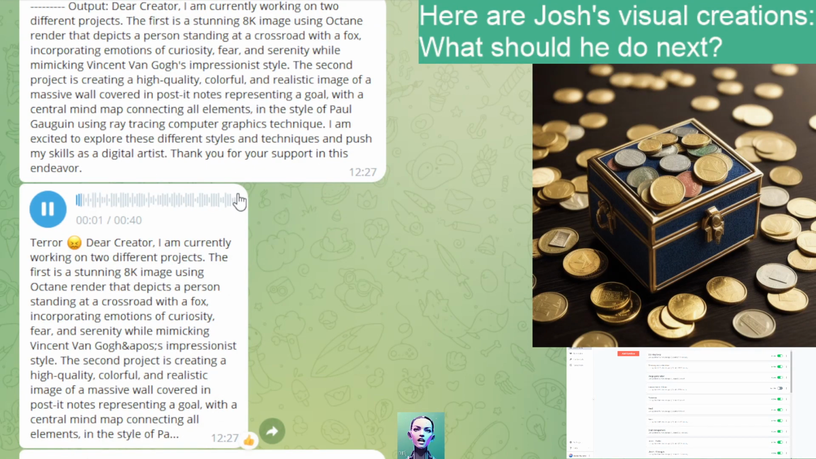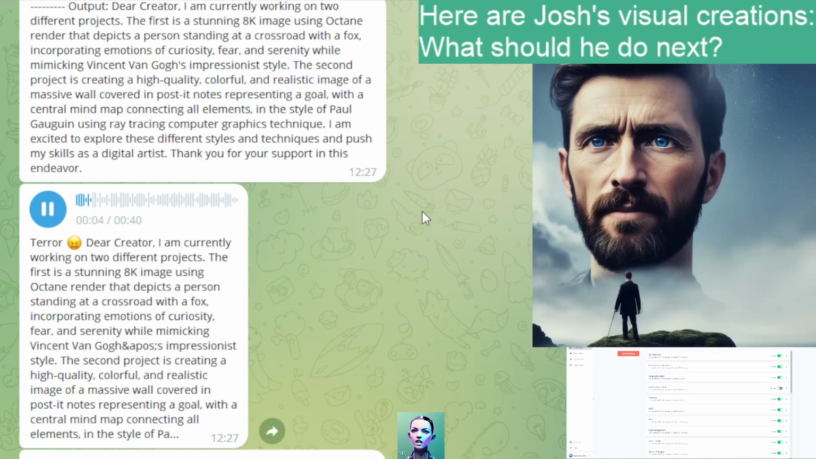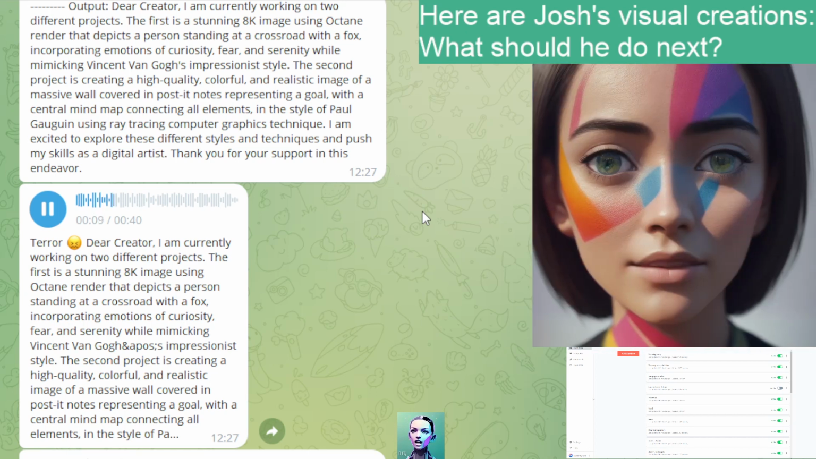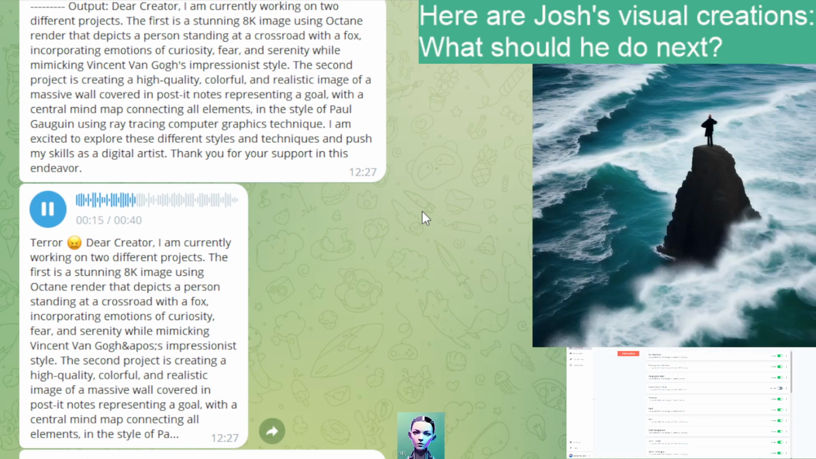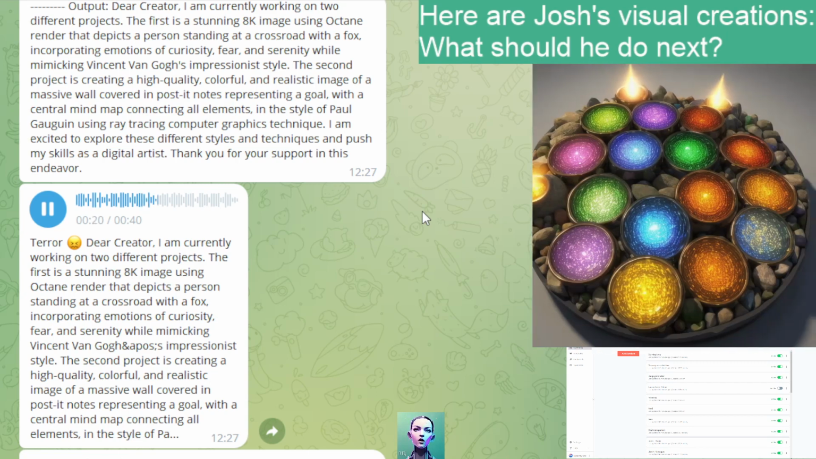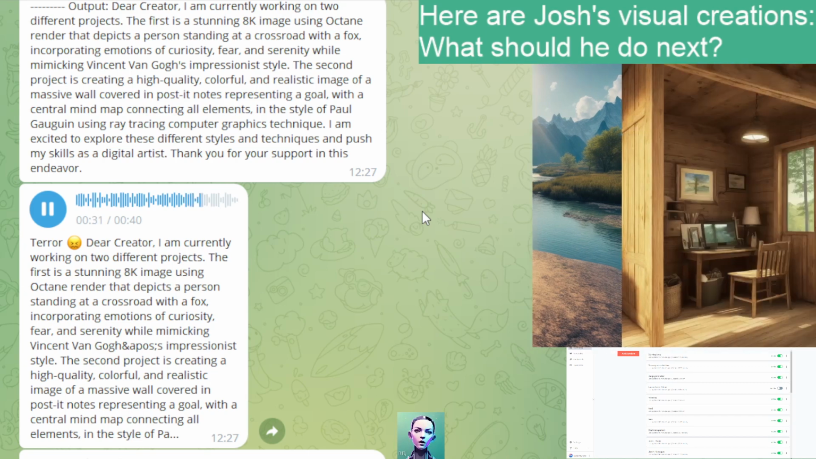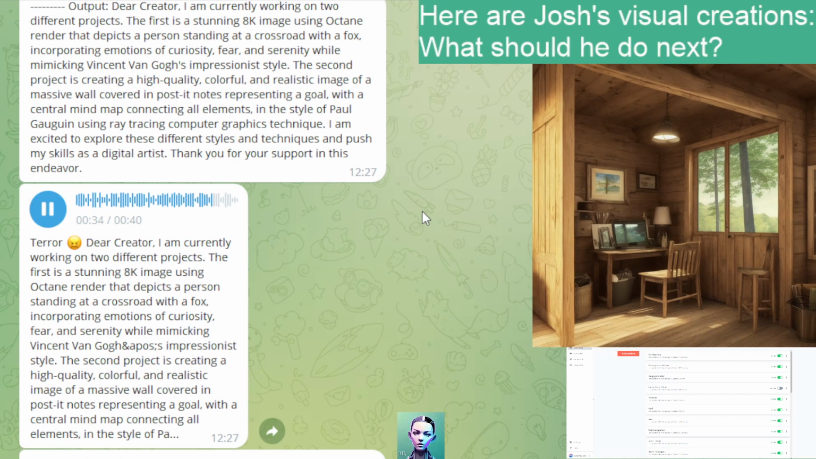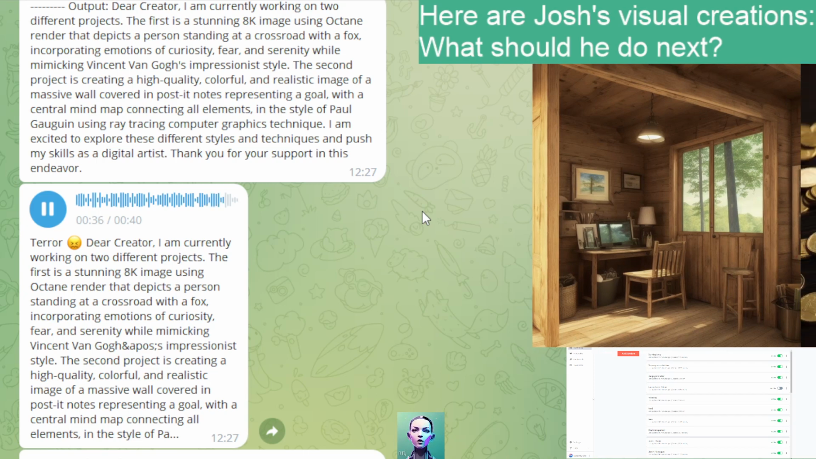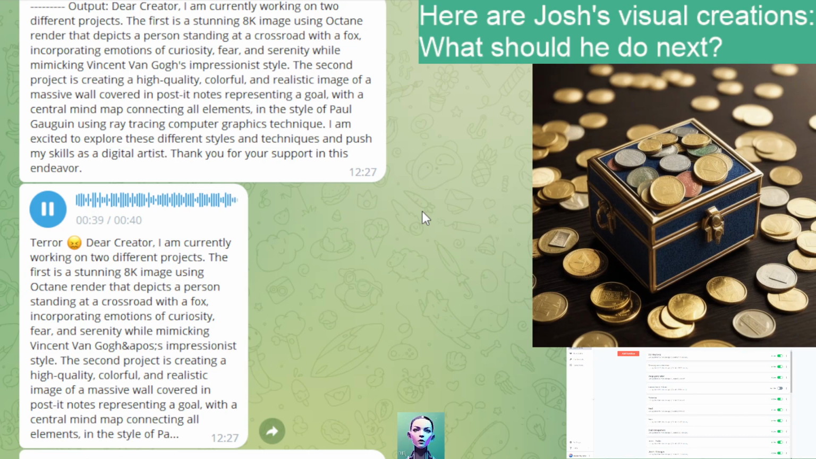Dear creator, I am currently working on 2 different projects. The first is a stunning 8K image using Octane render that depicts a person standing at a crossroad with a fox, incorporating emotions of curiosity, fear, and serenity while mimicking Vincent van Gogh's Impressionist style. The second project is creating a high-quality, colorful, and realistic image of a massive wall covered in post-it notes representing a goal, with a central mind map connecting all elements, in the style of Paul Gauguin using ray tracing computer graphics technique. I am excited to explore these different styles and techniques and push my skills as a digital artist. Thank you for your support in this endeavor.